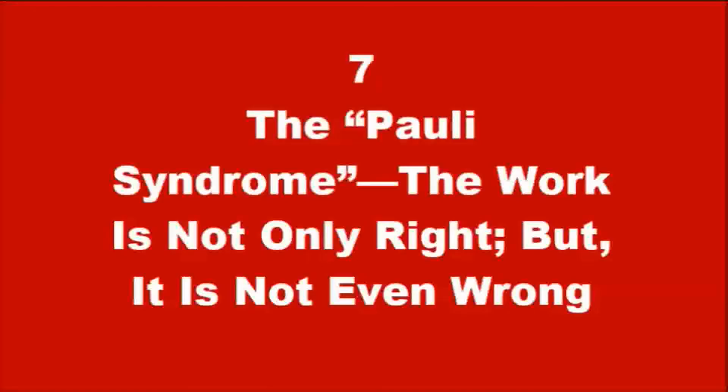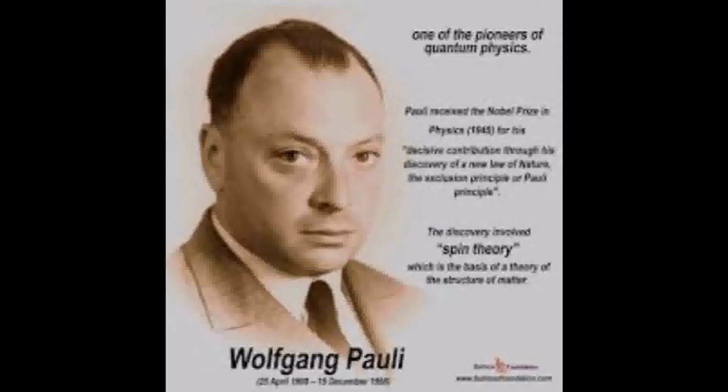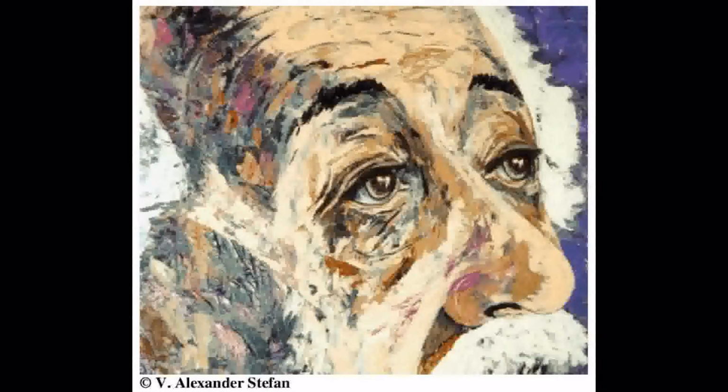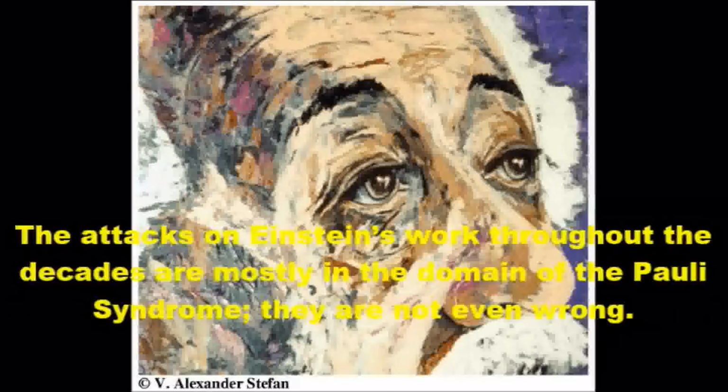The PAULI syndrome. The work is not only not right, but it is not even wrong. Wolfgang Pauli, 1900 to 1958, qualified physics research as right, wrong, and not even wrong. He was often lovingly referred to by his colleagues as the Wild Wolfie. The attacks on Einstein's work throughout the decades are mostly in the domain of the PAULI syndrome. They are not even wrong.